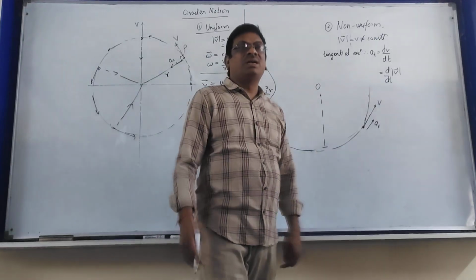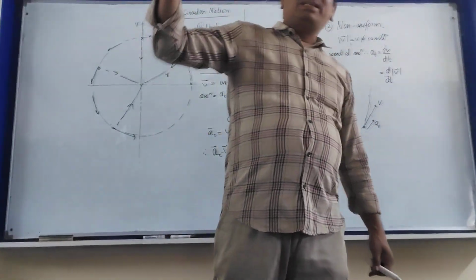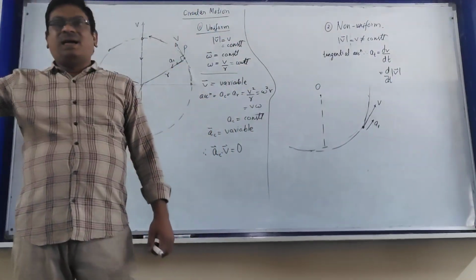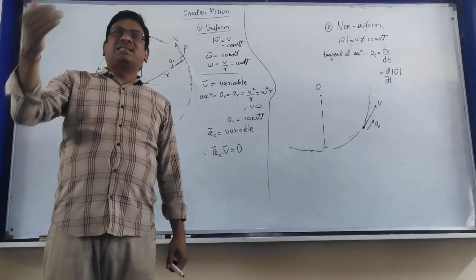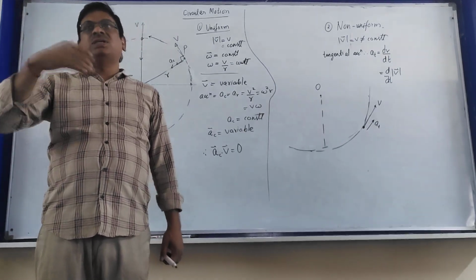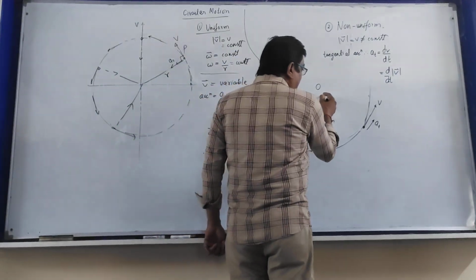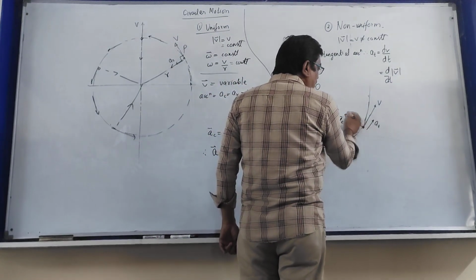That we already know, in one-dimensional motion we have studied. When speed increases, the acceleration is in the direction of velocity. When speed reduces, the acceleration is opposite to the direction of velocity. And when acceleration is opposite to the direction of velocity, we call it retardation or deceleration. Then there is another kind of acceleration which is known as centripetal acceleration or radial acceleration towards the center.